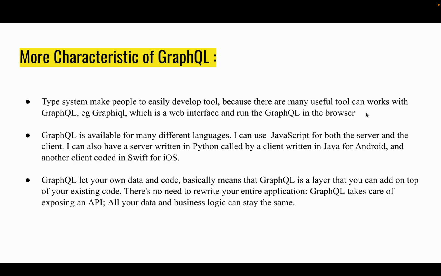Also, GraphQL lets you keep your own data and code. Basically, that means GraphQL is a layer that can be added on top of your existing code. There is no need to rewrite your entire application. GraphQL takes care of exposing the APIs. All of your data and business logic can stay the same. That's why it's widely used in the technology industry.